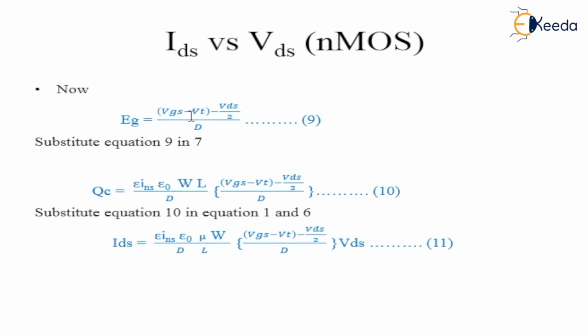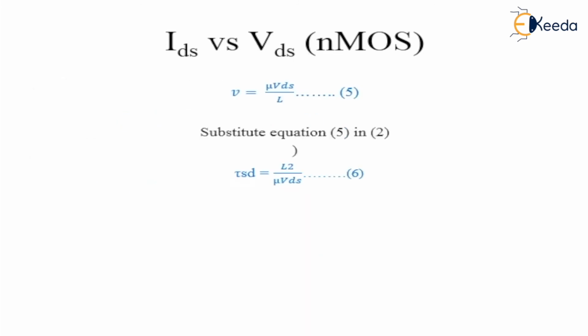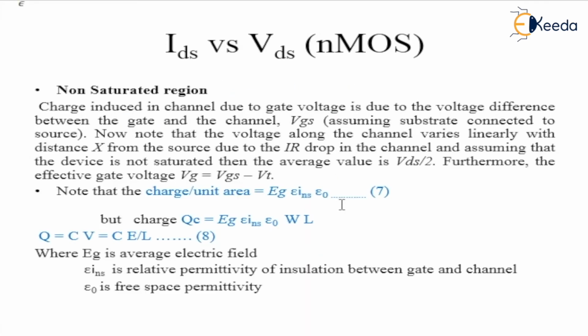So the two voltages are going to exist at the channel. One is VGS minus VT and the second one is VDS by 2. Average voltage as well as effective gate voltage. So I am sorry, the total voltage becomes VGS minus VT minus VDS by 2. So consider this as equation number 9. Now substitute this equation number 9 in 7. So where is 7? So this is our 7th equation.